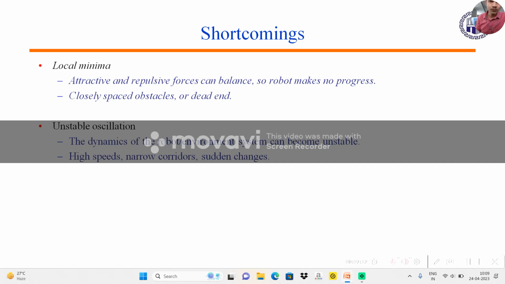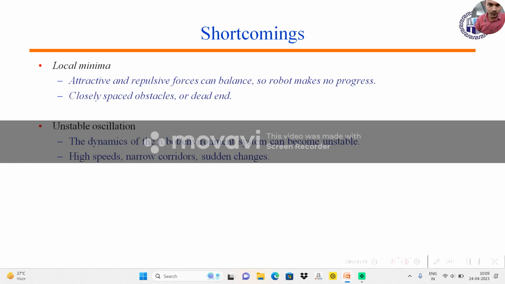There are some shortcomings of this algorithm. There will be a local minima. Attractive and repulsive forces can balance, so the robot makes no progress. There will be some situations when the forces on the robot will cancel each other, and the resultant force on the robot will be zero. So the robot will come into a static position before reaching the goal state.